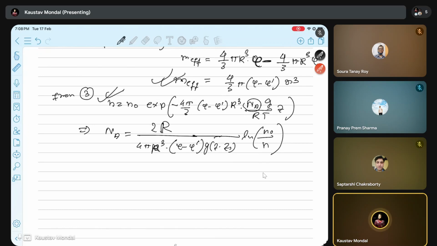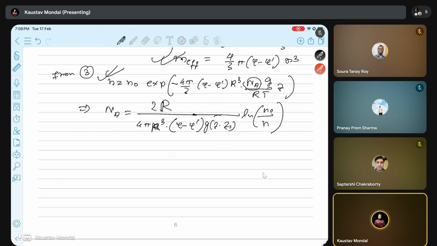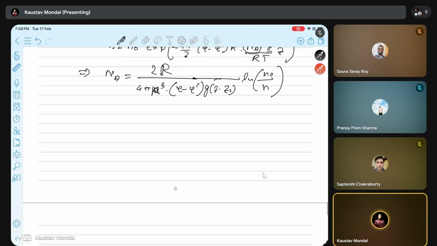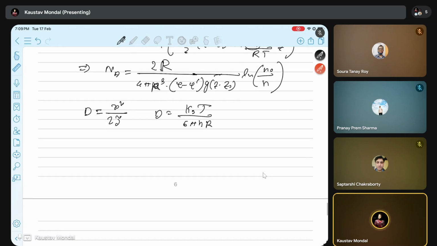Now there is an important experiment done by Perrin. We already discussed what Einstein did. Einstein formulated these two relations, where D is basically the MSD by 2 tau, and D equal to kBT by 6 pi eta r. Let me briefly tell you what Perrin's experiment is.